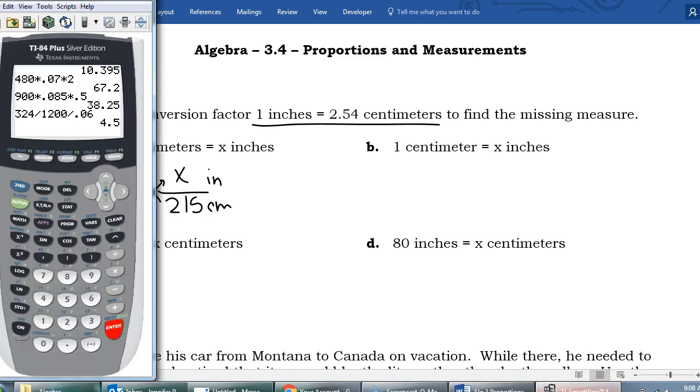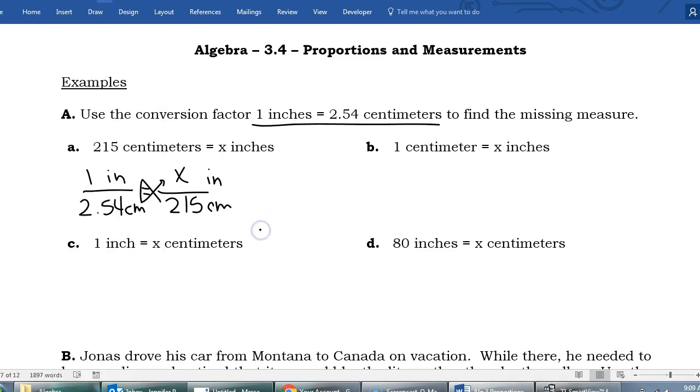So 215 times 1, and we're going to divide that by 2.54. Cross multiply, divide, and we have that 215 centimeters is 84.6 inches.